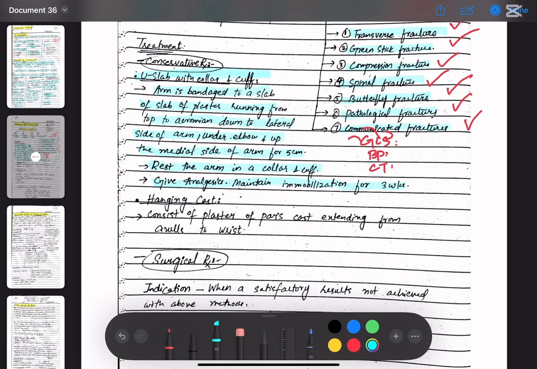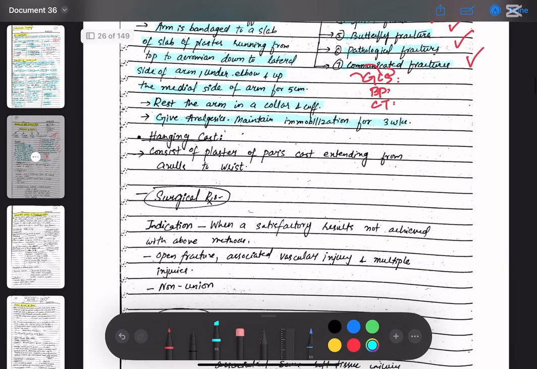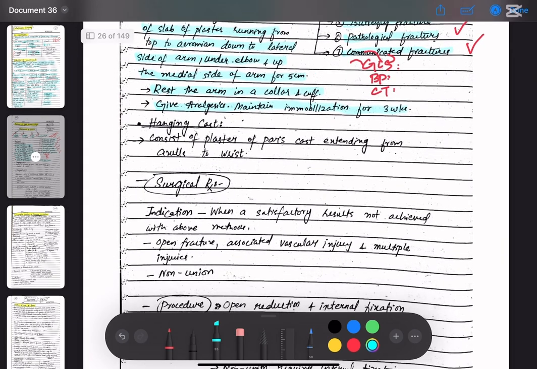The U slab with collar and cuff is having a collar and a cuff with which the arm is bandaged to a slab of plaster running from the top of acromion down to the lateral side of the arm under elbow and up the medial side of arm for 5 cm. The arm is rested in a collar and cuff and analgesics are given. The hanging cast consists of plaster of Paris cast extended from the axilla to the wrist. This is another type.